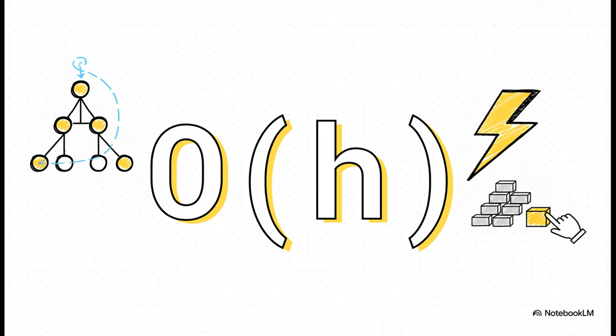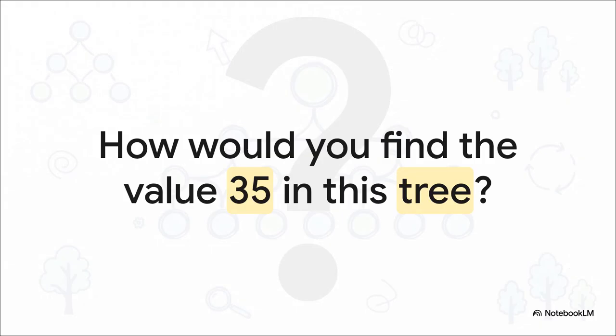So what does that rule get us? Incredible efficiency. The time it takes to find something is related to the tree's height, which we write as O of H. Now, in plain English, that means you don't have to check every item. Get this. For a reasonably balanced tree with 1,000,000 items, you can find the exact one you're looking for in about 20 steps. Not 1,000,000 steps, 20. That's just mind-blowing.